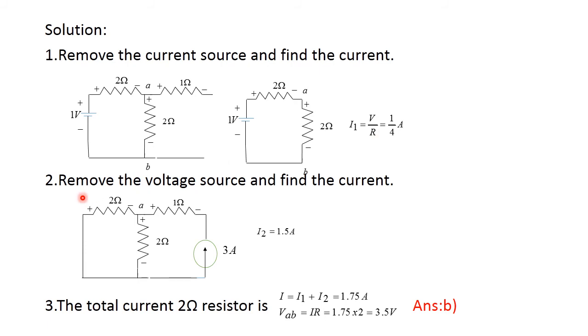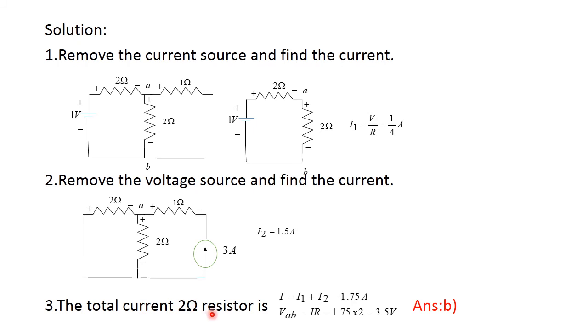Then the second step is to remove the voltage source and find the current. If you are removing the voltage source, it should be short circuited. Now these two resistors are in parallel and it is in series with the 1 ohm resistor. So the total current flowing through this, I2, is 1.5 ampere, because this 3 ampere current is divided into 2 branches of the same resistance, so 1.5, 1.5. No need to use the formula. Directly we can write I2 is equal to 1.5 ampere.